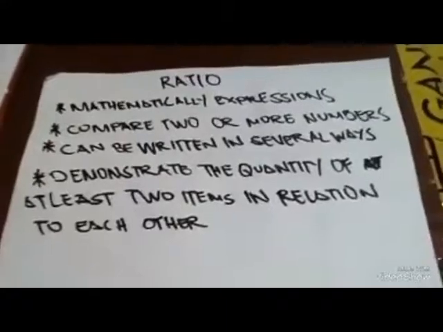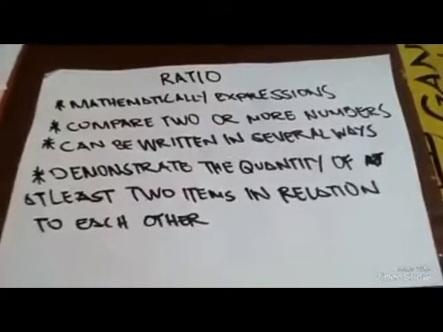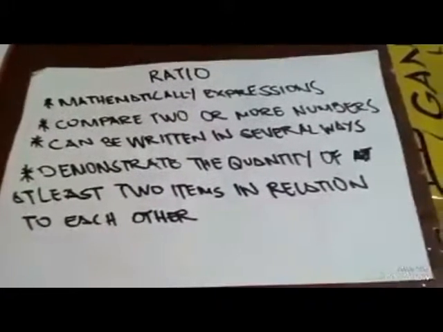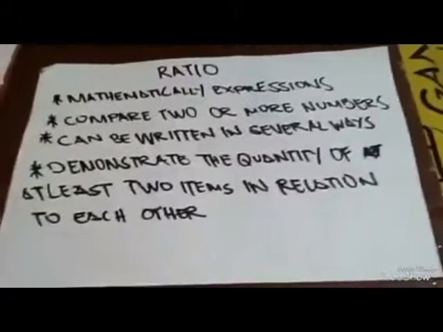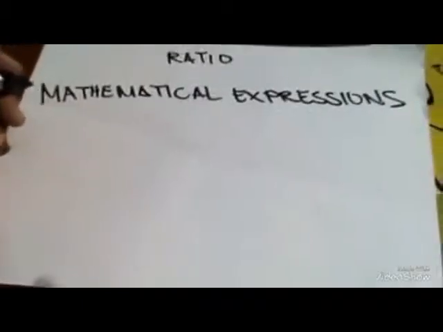Ratios are mathematical expressions that compare two or more numbers. Ratios can be calculated and written in several different ways, but the principles guiding the use of ratios are universal to all. As I said, ratio is a mathematical expression.